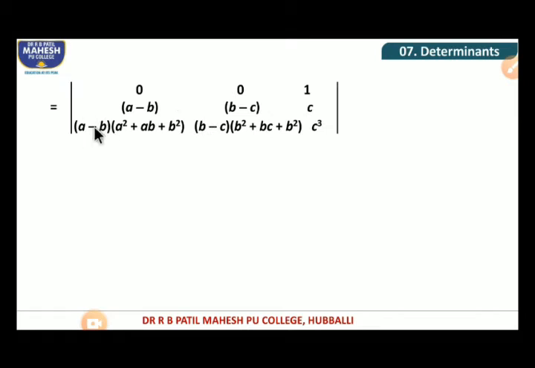So now we can write down that determinant as 0 0 1 in the first row, and in the second row a minus b, b minus c and c, and in the third row we can write a cube minus b cube as a minus b into the bracket of a square plus ab plus b square. b cube minus c cube can be written as b minus c into b square plus bc plus c square, and in the third column we write c cube only.